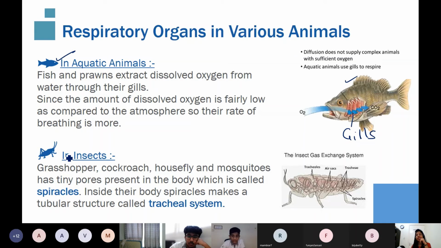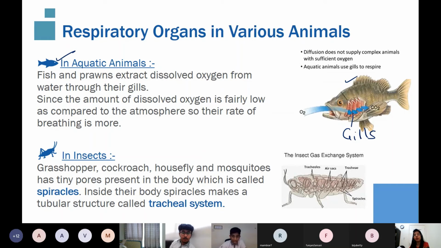Have you seen fish in an aquarium? If you see any fish in the aquarium, you will see that they are breathing very fast, very continuously. Can you tell me the reason why they are breathing so fast? Actually, in the water, the amount of oxygen is less compared to the air. So they breathe very fast so that they can take in oxygen according to the requirement of the body.